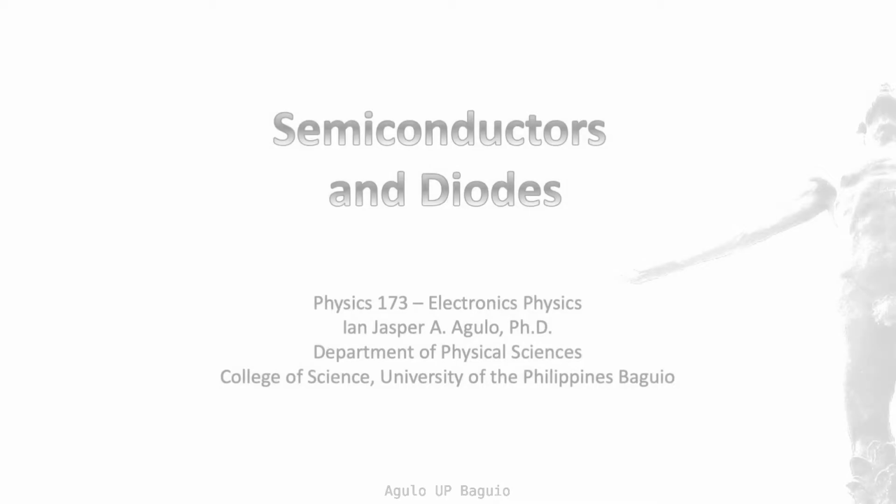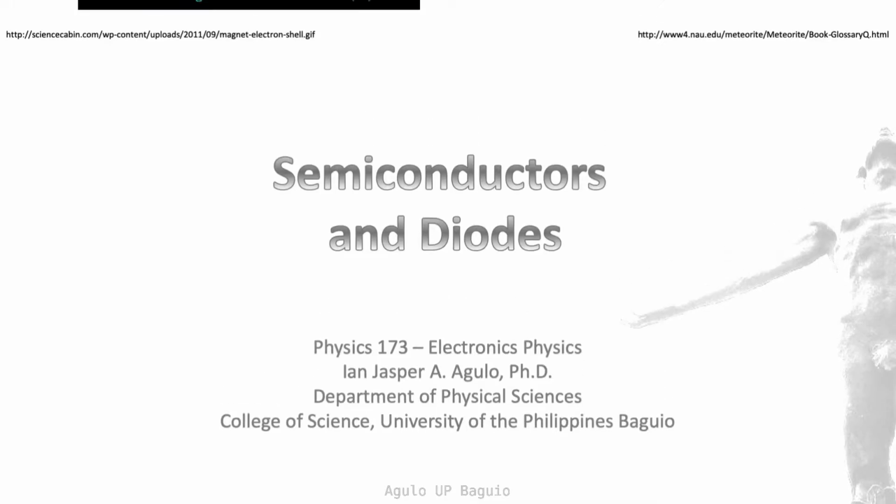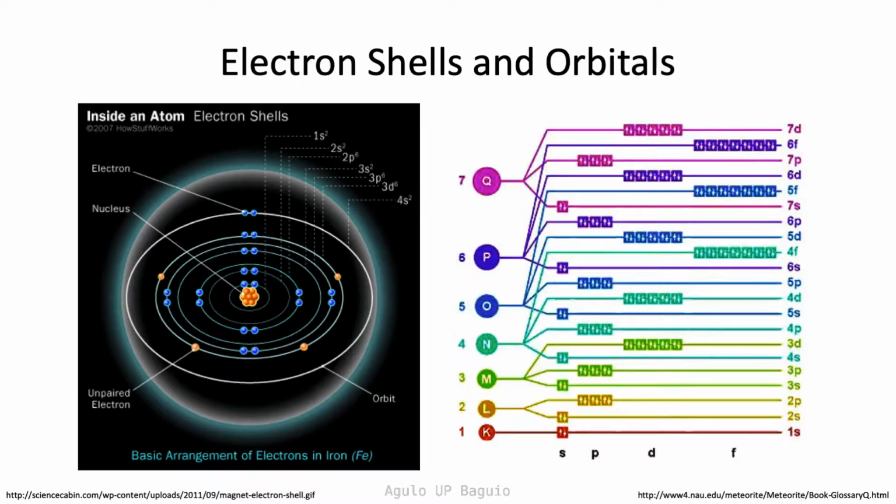In this video, we're going to talk about what semiconductors are and how we can use different types of semiconductors to make a device called a diode. We begin the discussion with what the atom looks like.